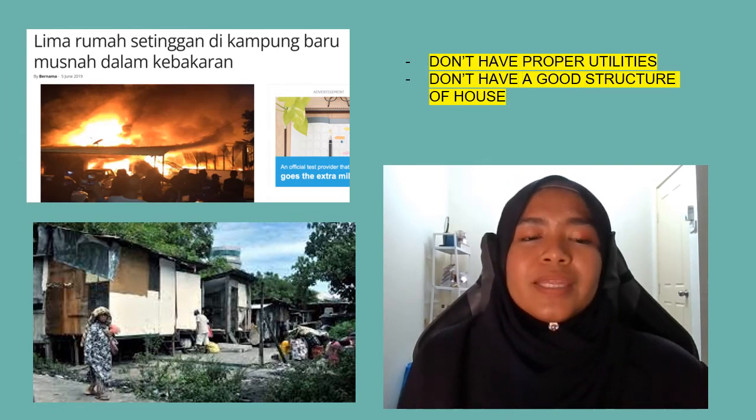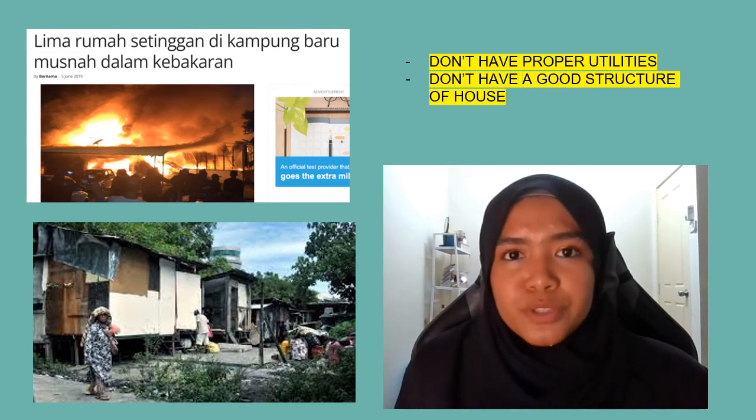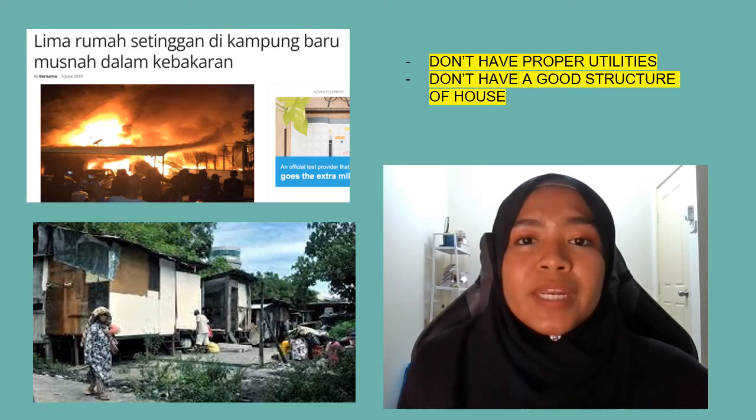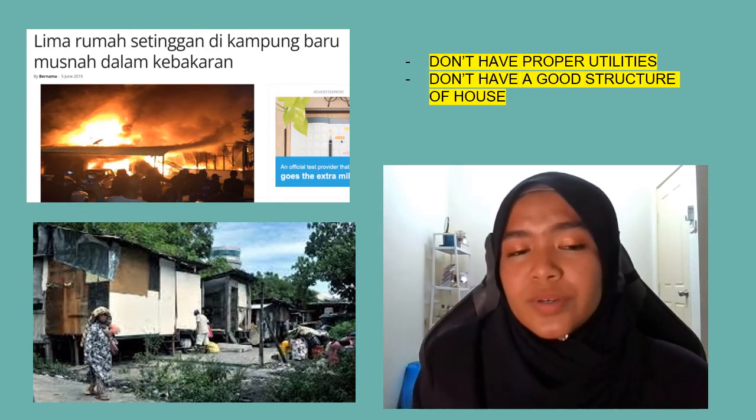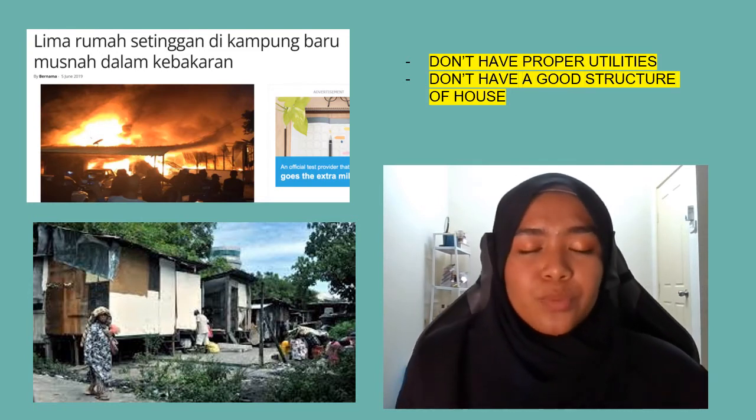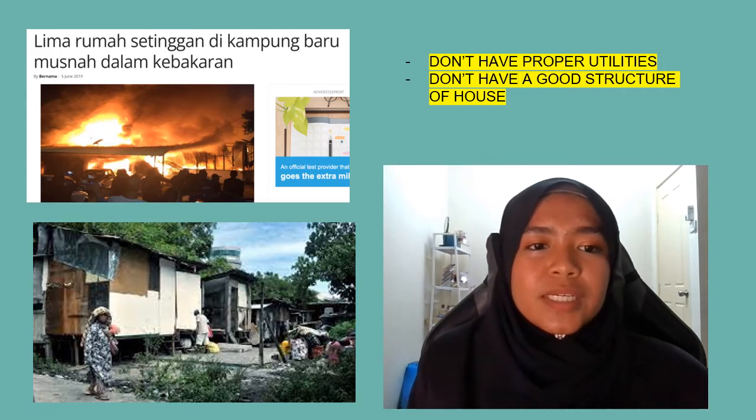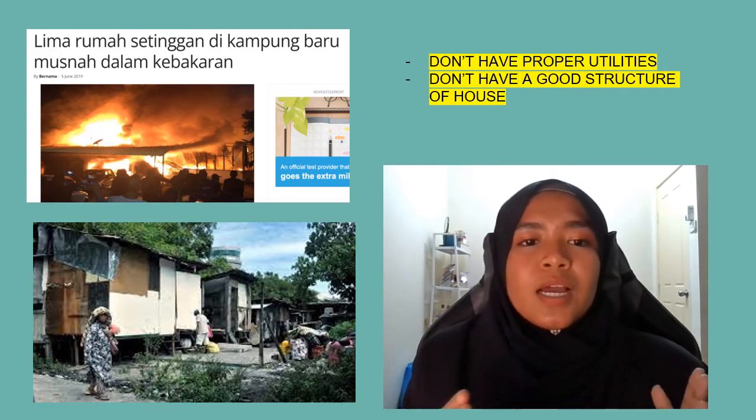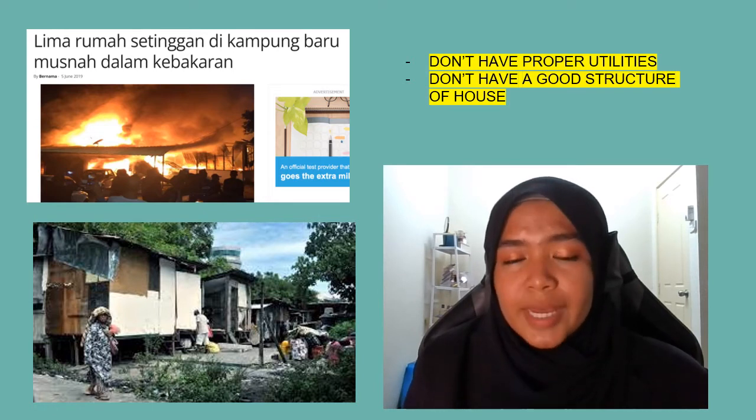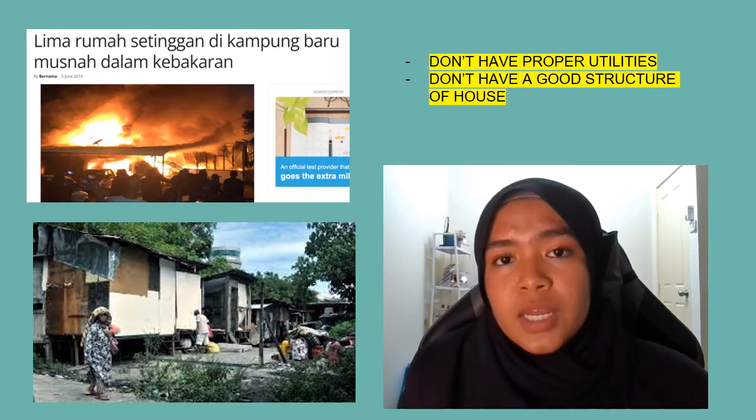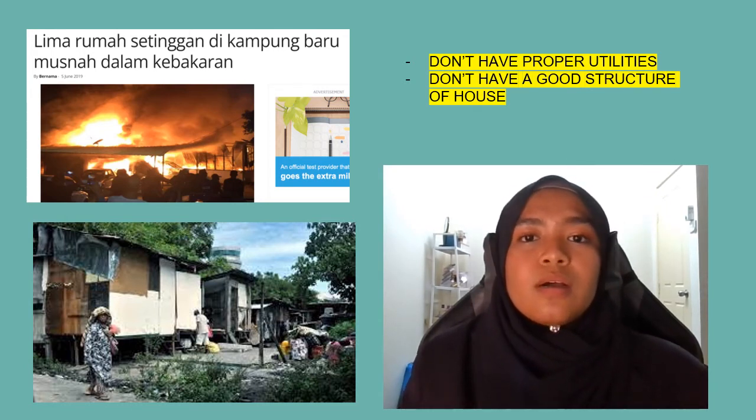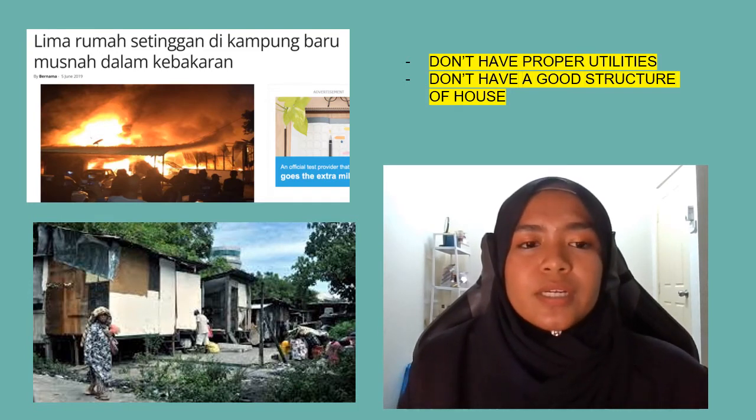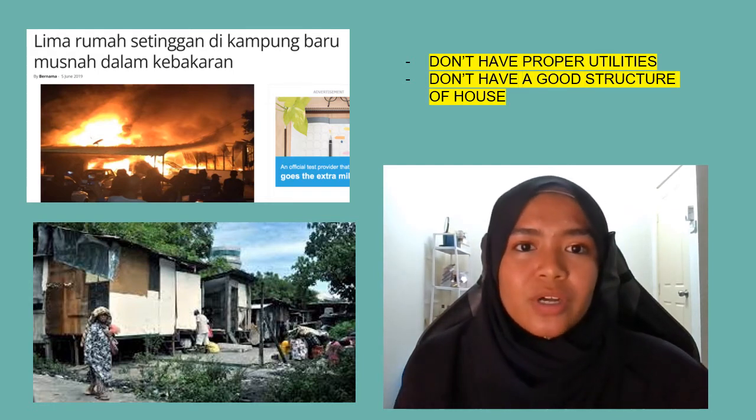So this can give such a bad reputation because we know that Kuala Lumpur is the main attraction in Malaysia, the main place where tourists come and visit our country. So we see in the news that "5 rumah setinggan Kampung Baru musnah dalam kebakaran." It shows that they do not have a good structure of house because their house was made of zinc and wood. We know that they cannot afford to live in a house that, in Malay, we call batu bata.